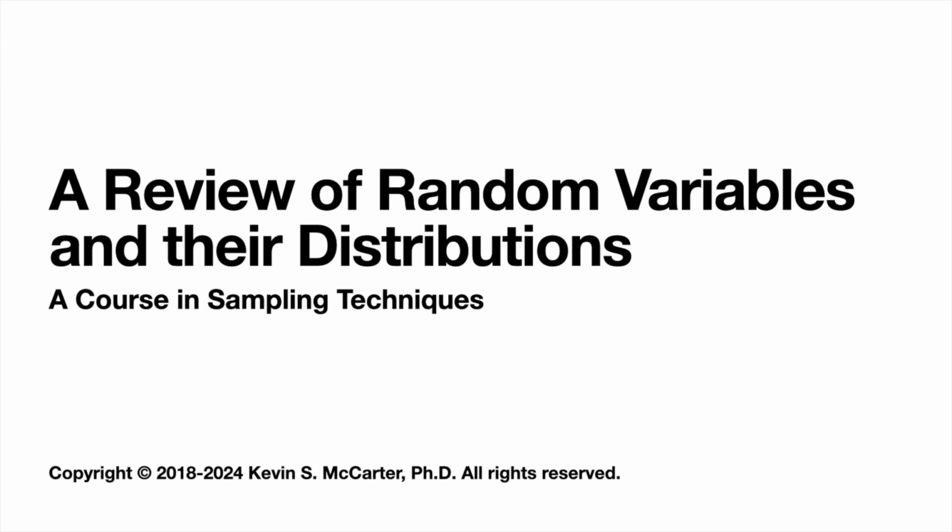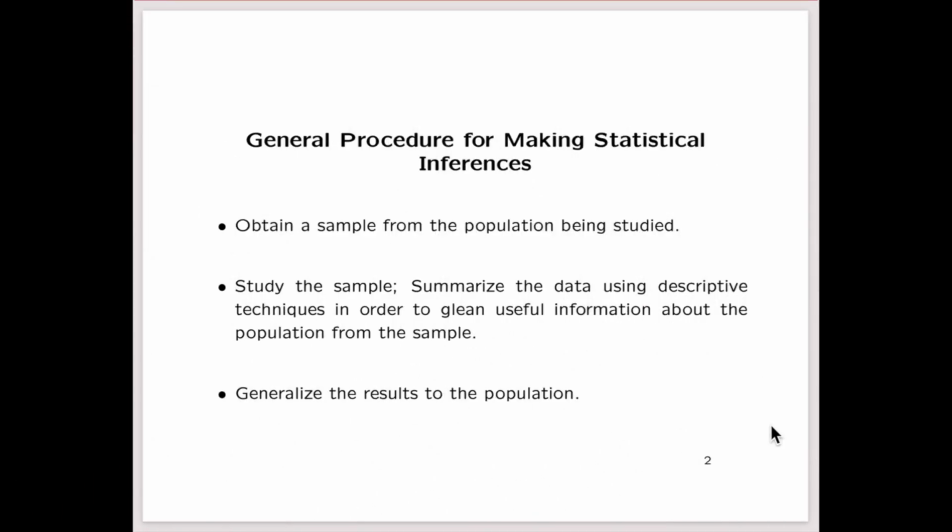In this lecture video, we're going to review three important and related topics: random variables and their distributions, sampling distributions, and the central limit theorem. Now let's recall the general procedures for making statistical inferences. First, we obtain a sample from the population being studied. We study the sample. We summarize the data in the sample using the descriptive techniques that we learned in Module 1 for the purpose of gleaning useful information about the population. And then we generalize results to the population.